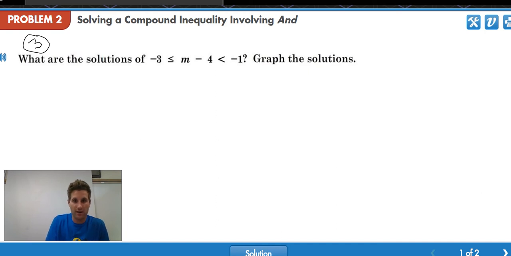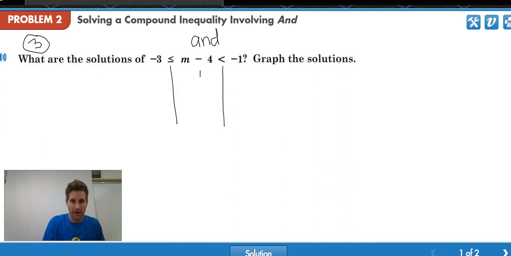So we automatically know that this is an and problem, okay? Because it's written as one inequality. Normally, when we have one inequality, here we have 2 because it's a compound. When we have 1, I add to both sides. Well, now we have 3 different sides. If you think about it, I could draw a line here and a line here.